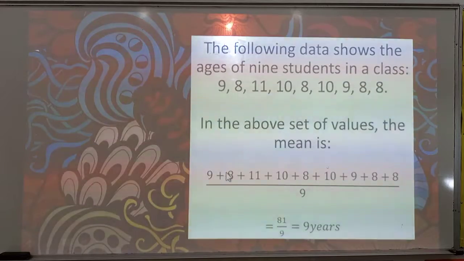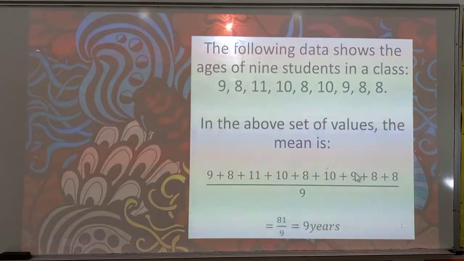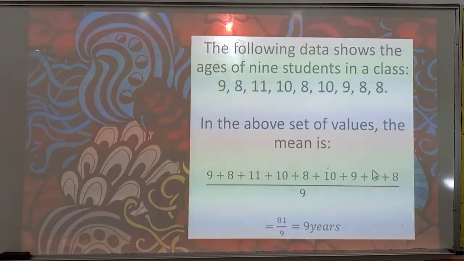Now 9 plus 8 is 17. 17 plus 11 is 28. 28 plus 10 is 38. 38 plus 8 is 46. 46 plus 10 is 56. 56 plus 9 is 65. 65 plus 8 is 73. And 73 plus 8 is going to give us 81. Good. Wonderful addition. Now, 81 divided by 9 is going to be 9.